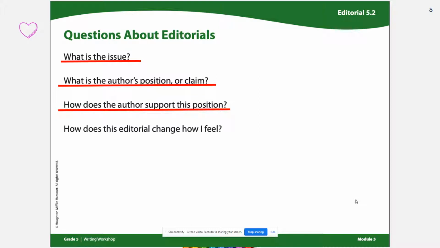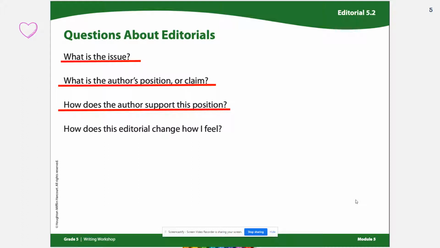How does the author support this position? Think about that for a second. How does the author support their position? Well, arguments include the ease of use, the taste, and impact on the environment.